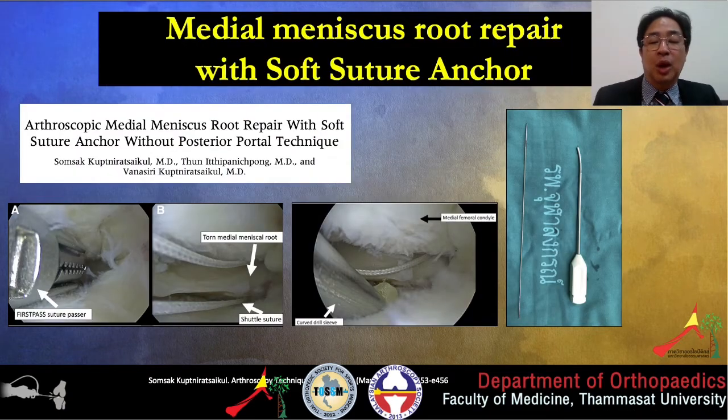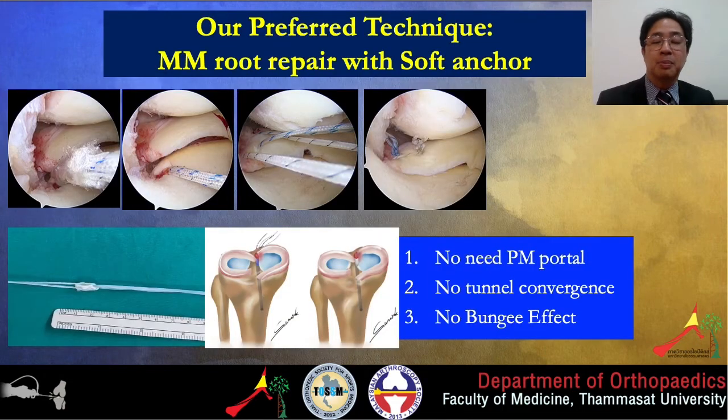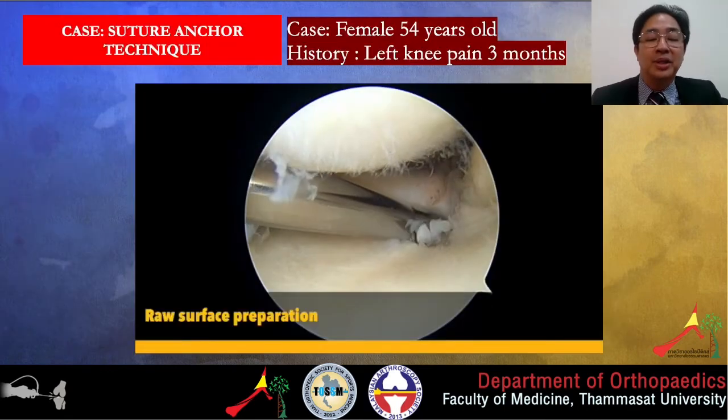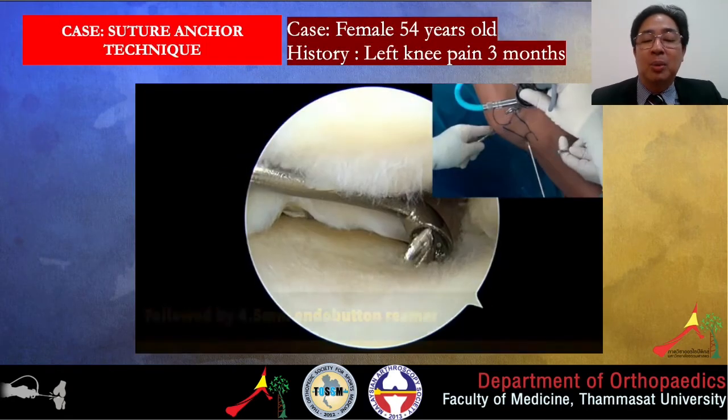Professor Somsak from Chulalongkorn and the team proposed the very smart soft anchor fixation using flexible drill bit, which can press the soft anchor more vertical. This is my preferred technique of meniscus root repair with soft anchor. The benefit of this technique is that no need to do the posteromedial portal, no tunnel convergence, and no bungee effect. After MCL release, I create the mid-medial portal.